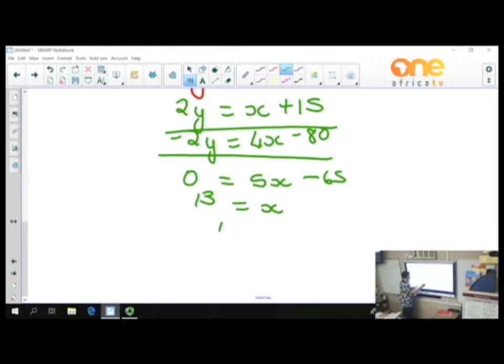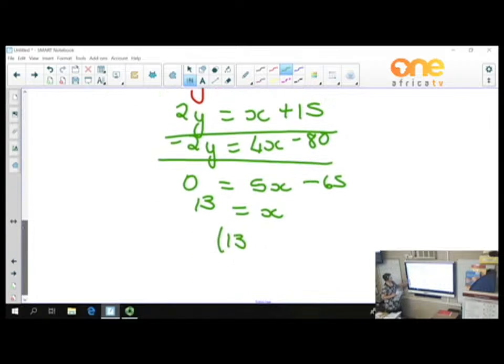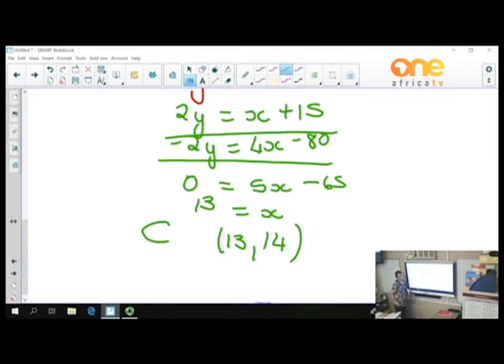X is 13, and then to find y, you can go in any of the 4 formulas now, any of those, this one, or this one, any one you can go in. And what is the value of y? 14. 13, 14. So this is now C's coordinates.